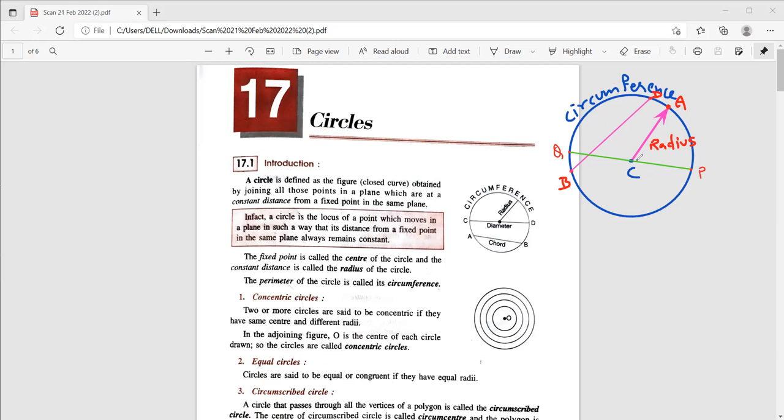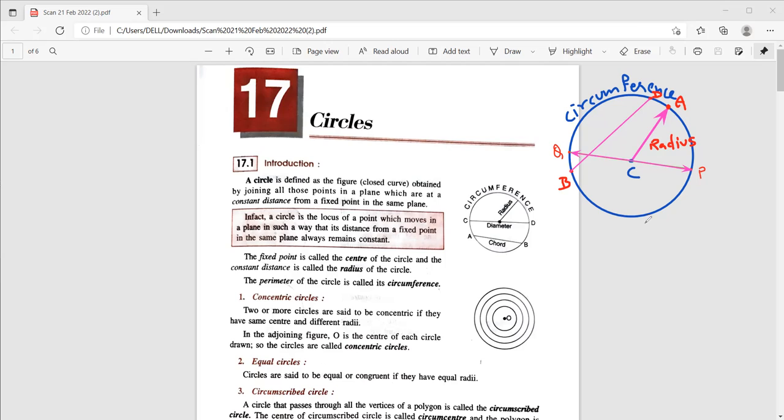And remember that there is a relation between radius and diameter. Radius is half of diameter, or diameter is double the radius, because you can check here that C to P is also a radius, and C to Q is also a radius. So P to Q will be 2 times the radius.